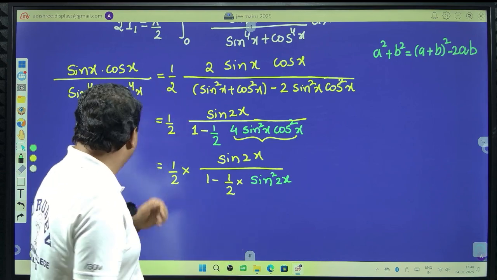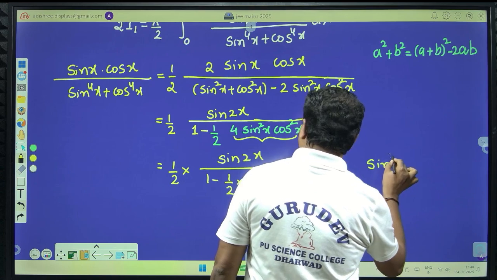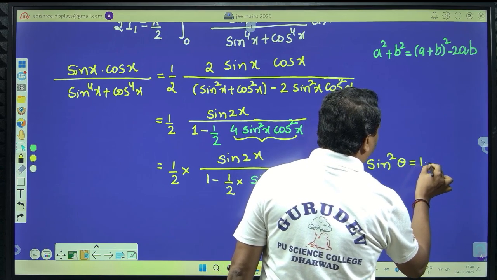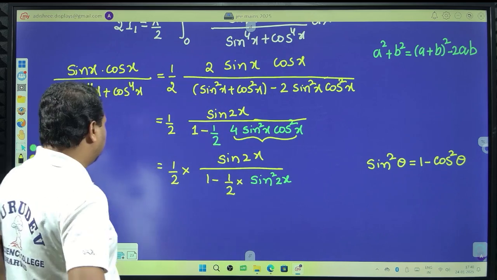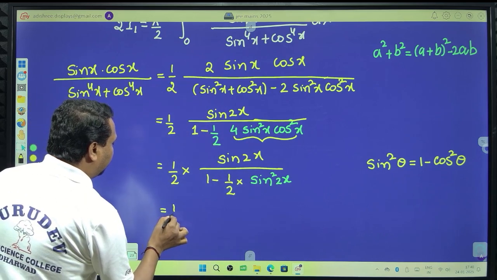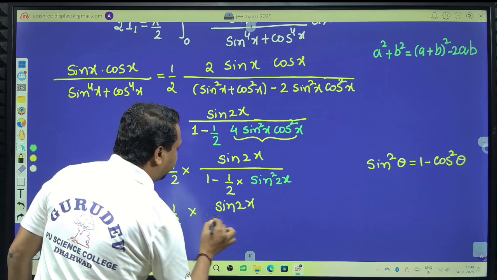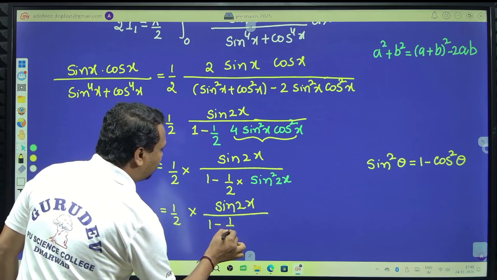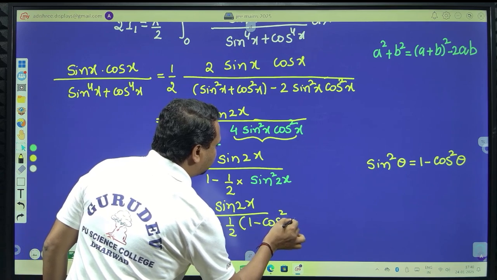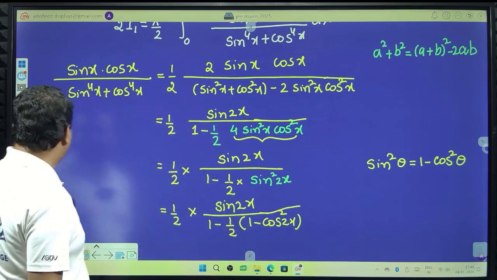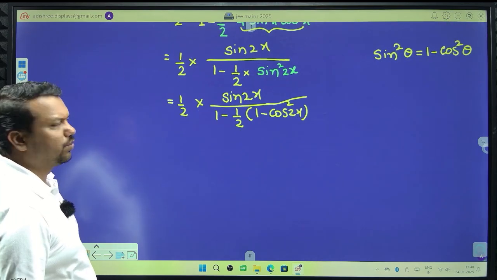Let's try. We know that sin square theta is equal to 1 minus cos square theta. Can we use this? Okay, so please observe what I will get. 1 by 2 into sin 2x divided by 1 minus 1 by 2 within the bracket 1 minus cos square 2x. Please observe, 1 minus cos square 2x.